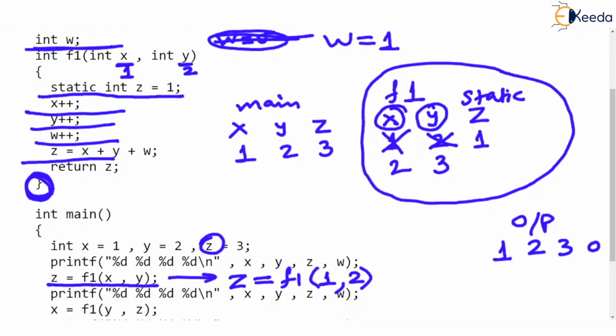Next line, which I am underlining, says that z should become x plus y plus w. With z, of course, static z, we are in f1 function. So this static z should become x, that is 2, plus y, that is 3, plus w, that is 1. So static z will become 6. And then we are returning z. So literally we are returning the value of z, and that z, that is 6, will be returned at the call.